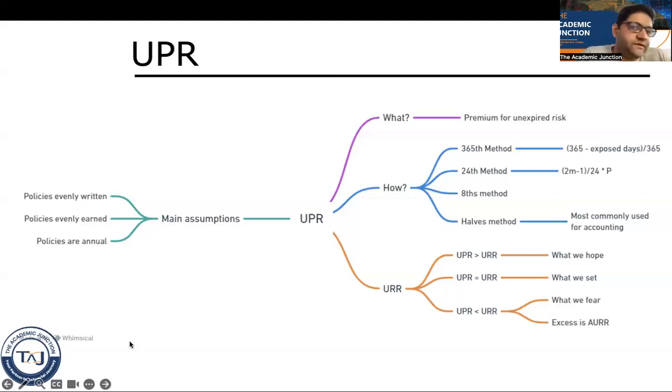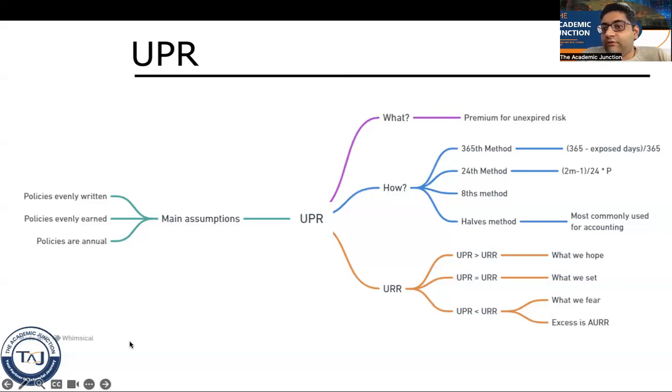That's the 365 method. There's a 24th method where you assume that policies are written evenly, so you split, and what happens is 1/24 gets earned at the beginning and 1/24 at the end of the period, and then it earns over 1/12 the rest. Yes, exactly. It earns over 12 months, right? Then there's the 8th method, and then there's a half method.